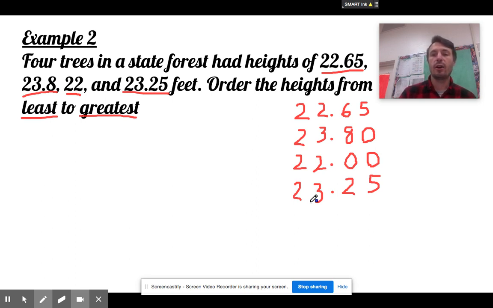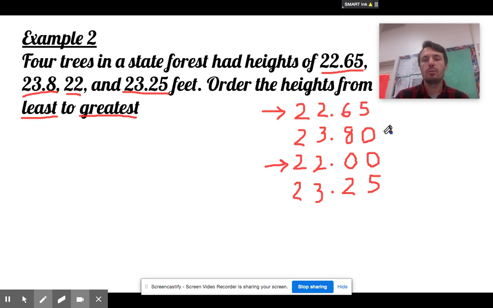Now we compare the numbers so we can order them from least to greatest. We start by comparing the tens place because that's the largest place value position. And they're all 2s, so we have to move on to the next place value position, which is the ones place. We have a 2, a 3, a 2, and a 3. So we know the smallest number has to either be this one or this one, because they both have a 2 in the ones place, whereas these 2 numbers have a 3 in the ones place. We have to keep going.